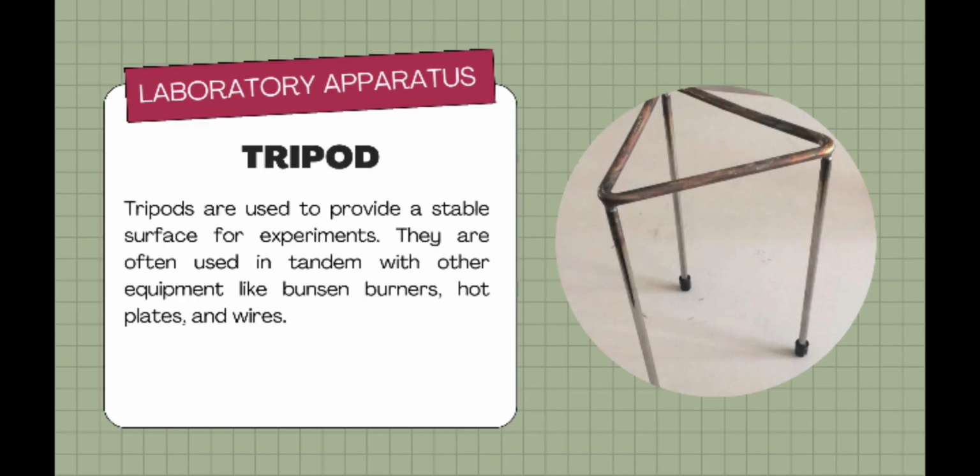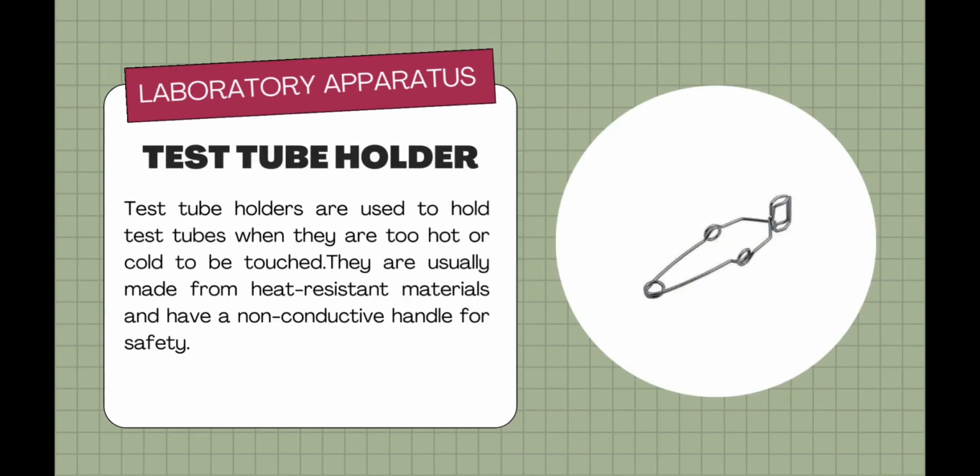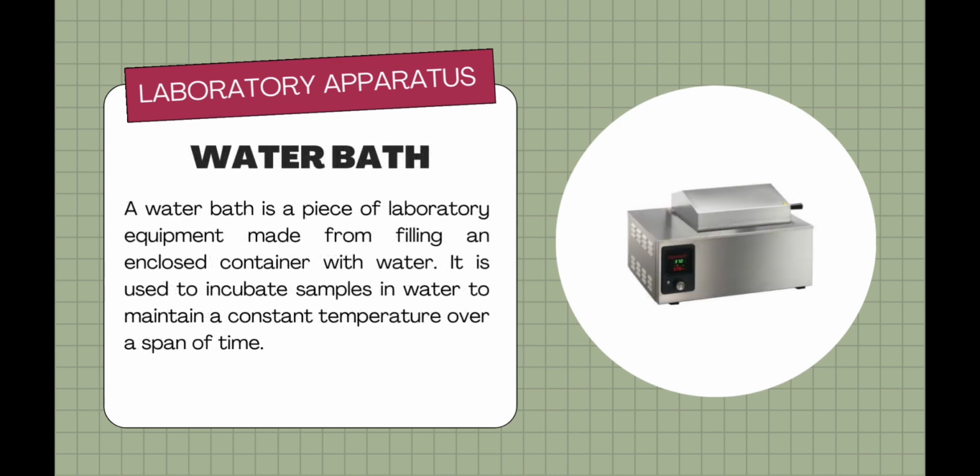Tripod. Tripods are used to provide a stable surface for experiments. They are often used in tandem with other equipment like Bunsen burners, hot plates, and wires. Test tube holders are used to hold test tubes when they are too hot or cold to be touched. A water bath is a piece of laboratory equipment made from filling an enclosed container with water.